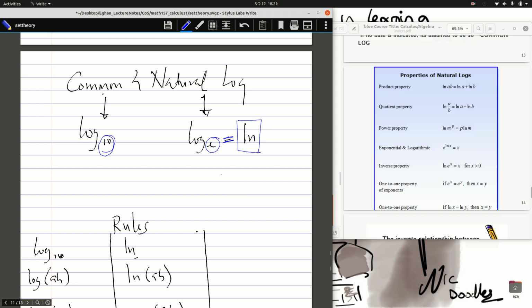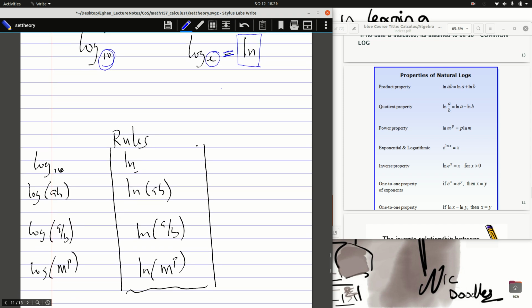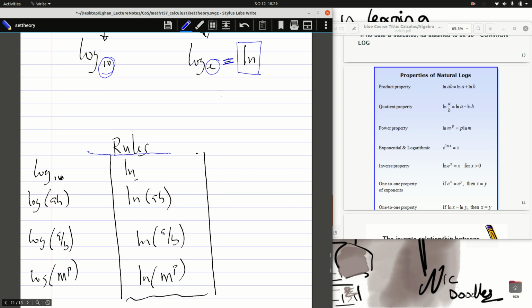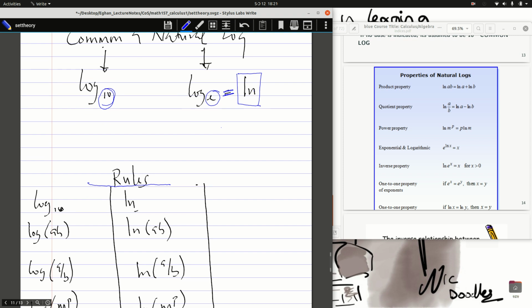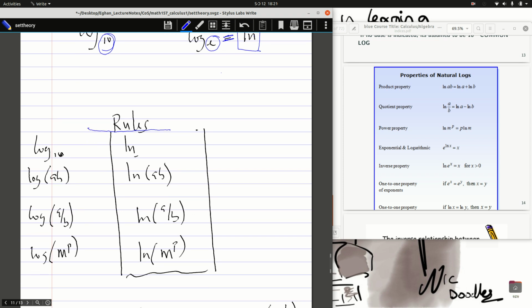We still have some rules to play, or rules of the game. Now I want to help you out with the rules here. The rules of the natural log are just as the rules of the common log. The difference here is the base. So in place of log 10, we have log e, and all other things remain the same. So follow me.